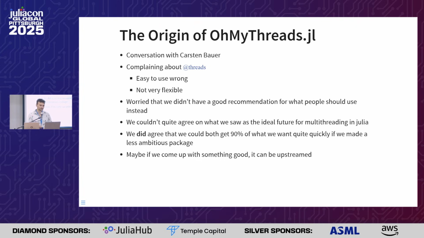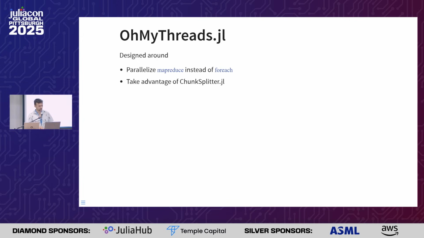We both had slightly different visions of what we would ideally like to see multi-threading look like in Julia in the far future if all of our dreams came true. But we agreed that we could get at least 90% of what we wanted very quickly if we didn't try to be super ambitious with some big infrastructure plan and just made a little package that basically parallelized MapReduce instead of foreach. Our hope was that maybe if we come up with some good ideas, eventually these can form the basis of some improvements to Base.Threads.